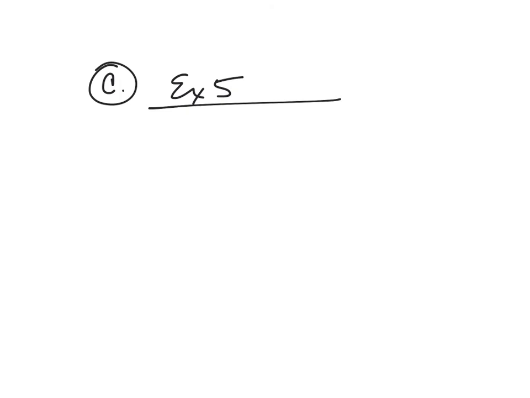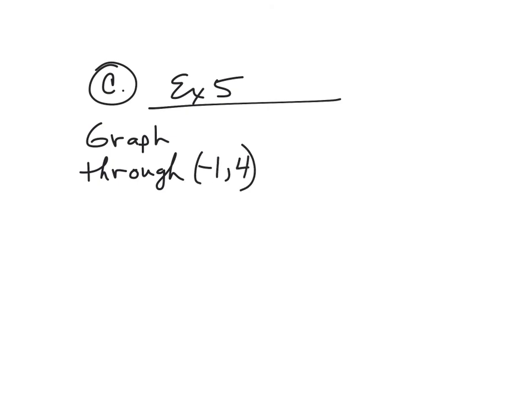They say to graph the line, and we're told that it goes through the point (-1, 4), and we're told that it has a slope of 2/3.